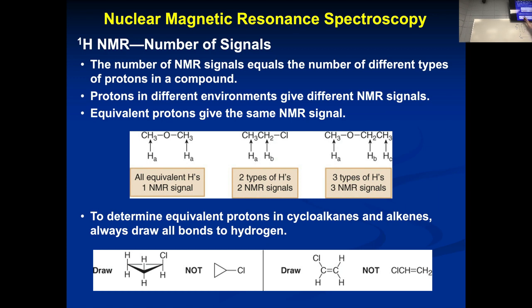Because these hydrogens are on the same side of the molecule as the chlorine. These hydrogens are on the opposite side of the chlorine. They're kind of like cis and trans. They're very different. So actually we will see 3 signals for that particular molecule. What do you think for this alkene? How many signals would you expect to see?